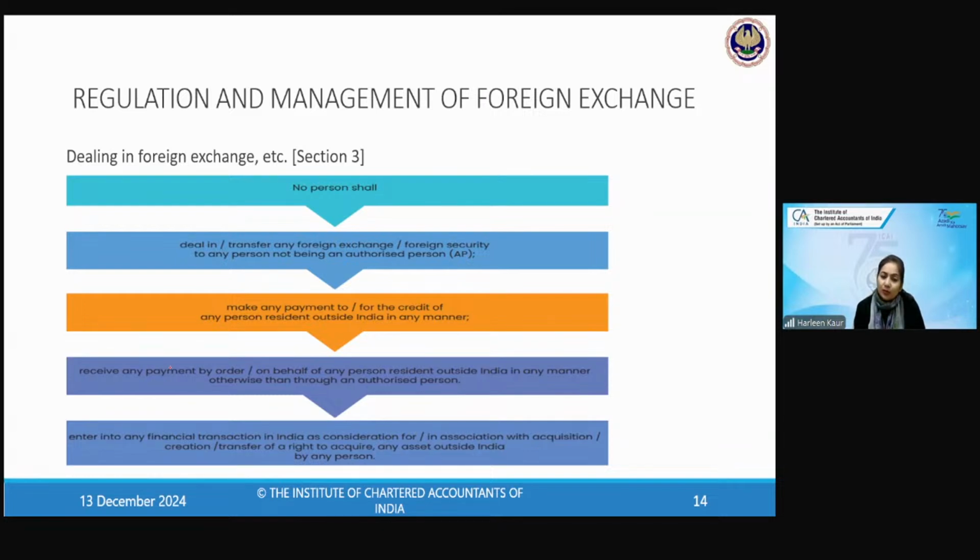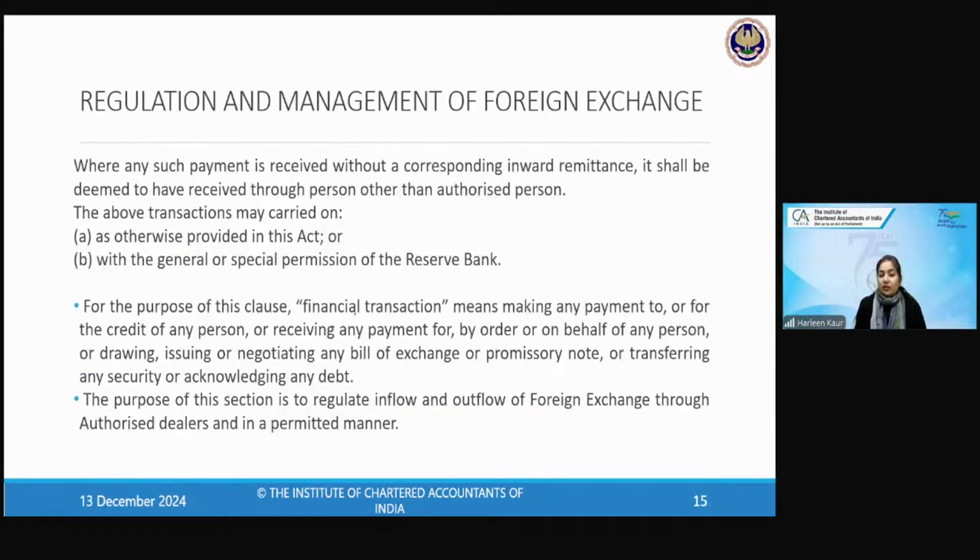You will go to an authorized person, an authorized dealer, any respective hotel doing foreign exchange dealings, or any authorized dealer or offshore banking unit, or any other person who has been authorized. They will give you the dirhams in exchange for rupees, and then only you can proceed with your transactions. That is the meaning of how we deal in foreign exchange. We always deal through the authorized person. Everyone understood section 3, because section 3 is again very important.